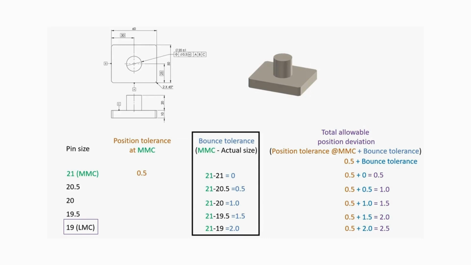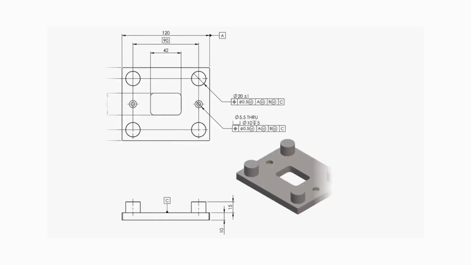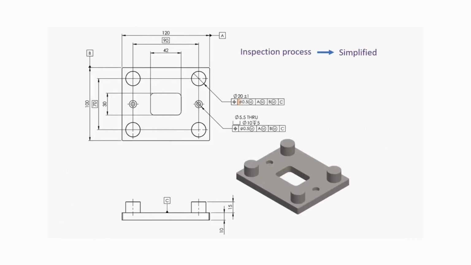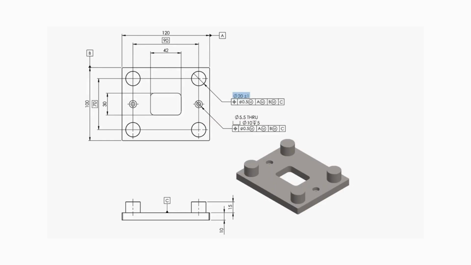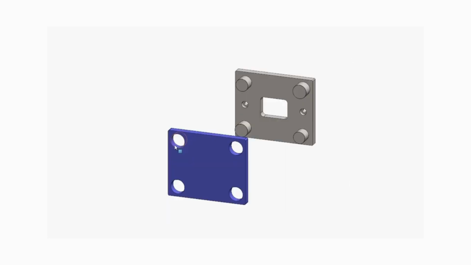Additionally, the inspection process is simplified with the MMC modifier because we only need to verify the virtual condition. For example, if there are 4 pins on this plate and the pin diameter is 20 mm plus minus 1 mm with position tolerance 0.5 mm, the virtual condition of each pin will be 20 mm diameter at MMC plus maximum positional deviation 0.5 mm equals 21.5 mm. So if a functional gauge or fixed go gauge with 4 holes of 21.5 mm at nominal distance passes through these holes, this part will be accepted.